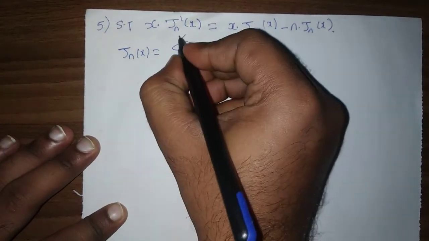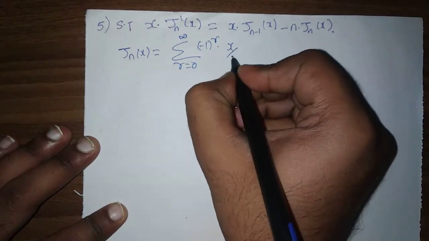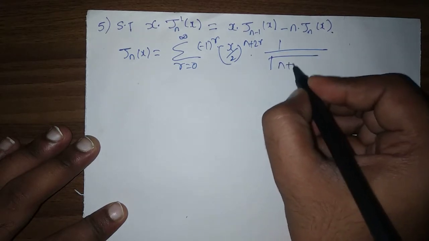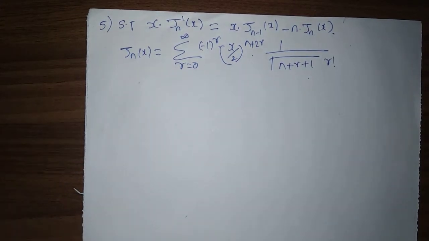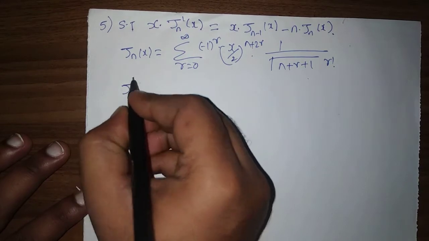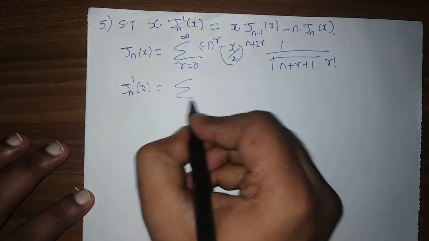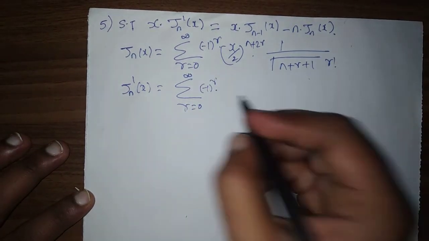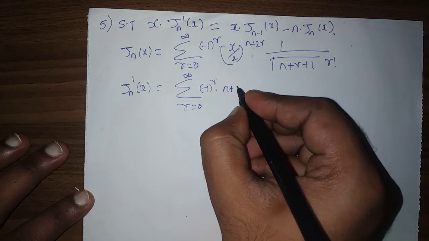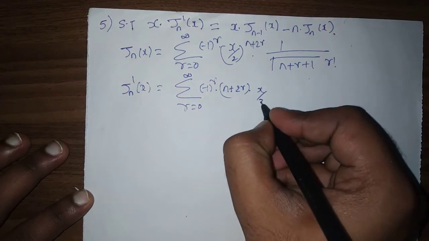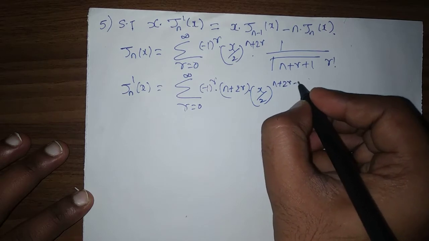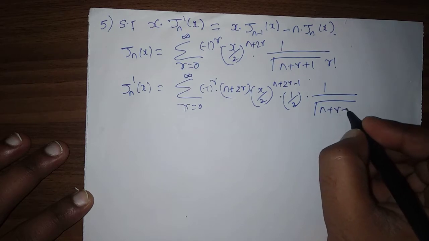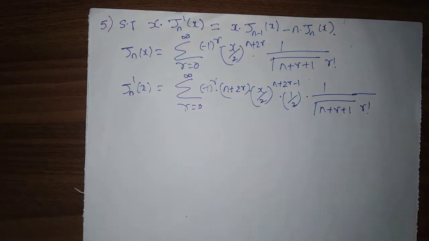Summation r varies from 0 to infinity, minus 1 to the power of r, x by 2 to the power of n plus 2r, into 1 divided by gamma of n plus r plus 1 into r factorial. Now I will do its differentiation. Jn dash: r varies from 0 to infinity, minus 1 to the power of r, and I will do the differentiation: n plus 2r into x by 2 to the power of n plus 2r minus 1 into 1 by 2 into 1 divided by gamma of n plus r plus 1 into r factorial.